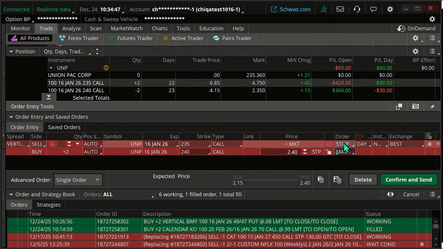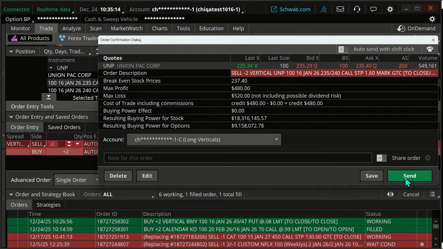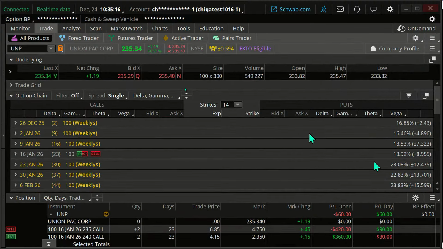Now, stops don't guarantee we're going to get out at this price, but I'm going to say, well, maybe I want to kind of hopefully try and help protect myself. I'm going to put it a little bit over half price. Half price would be 120. I'm going to put about 160. We'll put that stop in. We'll give it a little more time here on this. Good till canceled, confirm and send, okay? There we go. Let's keep moving forward.